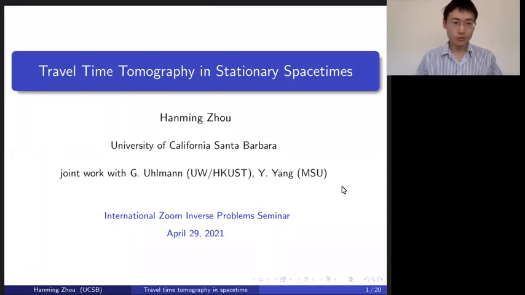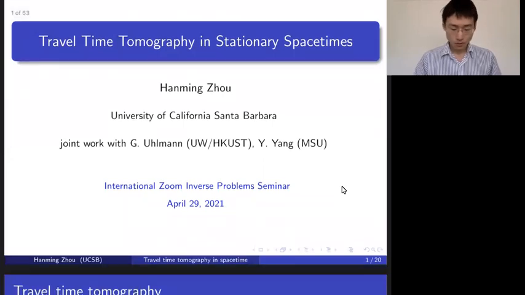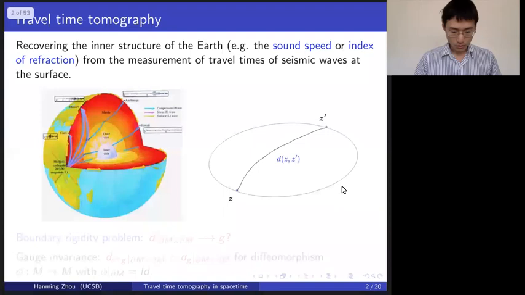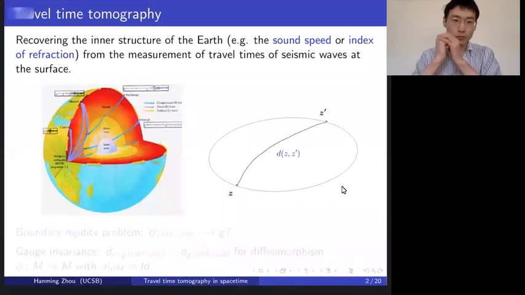So today I want to talk about some work on travel time tomography in space-time geometry. This is based on joint work with Gunther Uhlmann and also Yang from Michigan State.